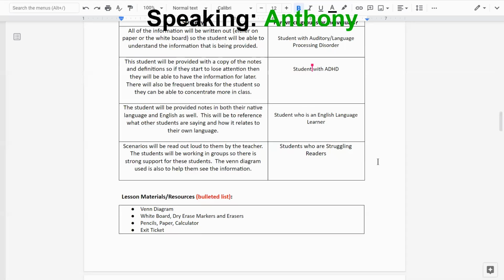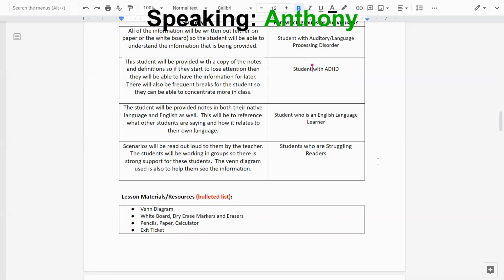And also we'll give them more time when they are explaining their thoughts, because it'll take a little more time for them to process the information that they are given and try to provide a response. And so we also have a student with ADHD, and the student will be provided a copy of the notes and definitions. So if they start to lose attention in the class, they'll have them for later, because it can be really difficult for them to pay attention.